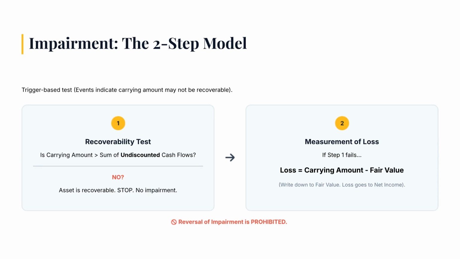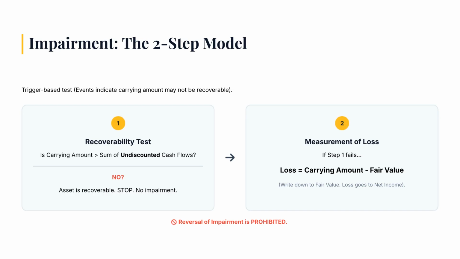Now let's talk about impairment. This is a classic exam trap. ASPE uses a two-step cost recovery model. Step 1. You compare the carrying amount to the undiscounted cash flows. We don't use present value yet. If the raw cash flows cover the cost, you stop.